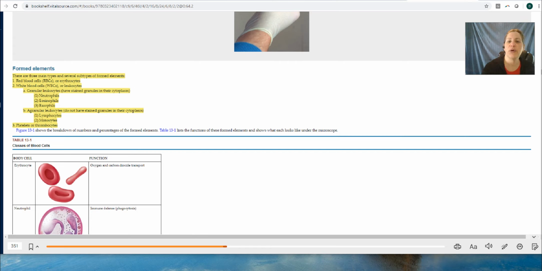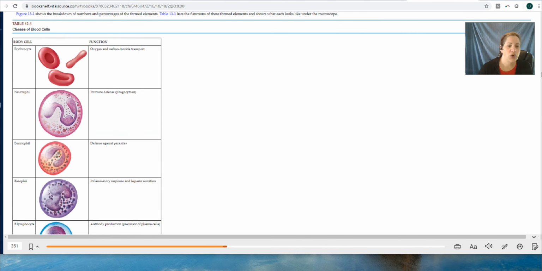So what is the purpose of all of these types of cells? Your red blood cell is for oxygen transport. Your red blood cells carry the oxygen. So we've already done the heart chapter, so you know that the blood carries the oxygen out through the body. Well, it's the red blood cells that actually do the carrying.